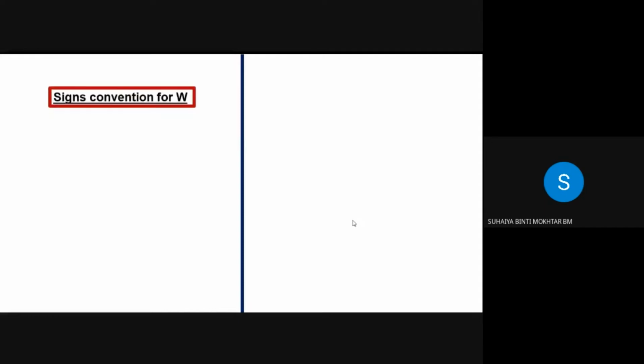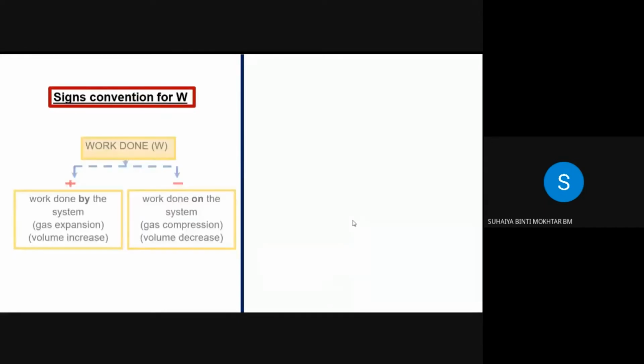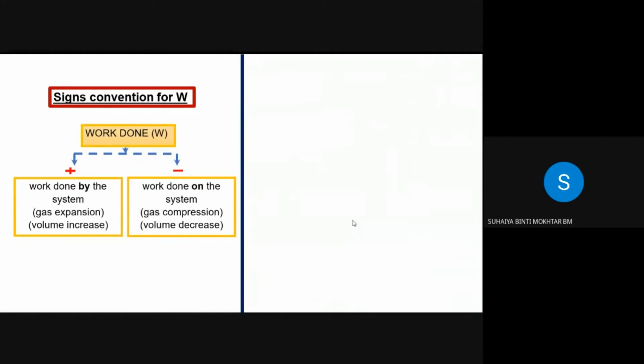Okay, for W, the work done, we have positive, negative, and also 0. Work done positive, by the system, is the case where the volume increases, or the gas expands. With volume increase, the work done should be a positive value. Work done negative, with volume decrease, is gas compression. So work done on the system is negative, and work done by the system is positive.